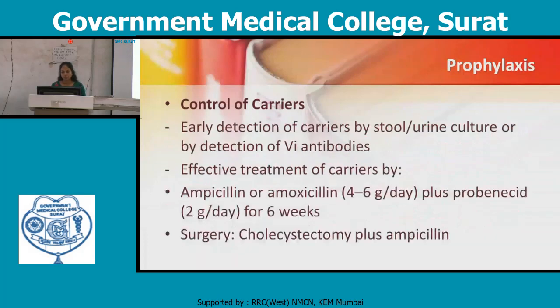Control of carriers: early detection of carriers by stool and urine culture or by detection of Vi antibodies. Effective treatment of carriers by ampicillin or amoxicillin 4 to 6 grams per day plus probenecid 2 grams per day for 6 weeks. Surgery: cholecystectomy plus ampicillin.